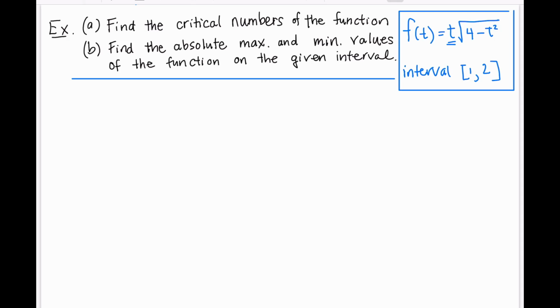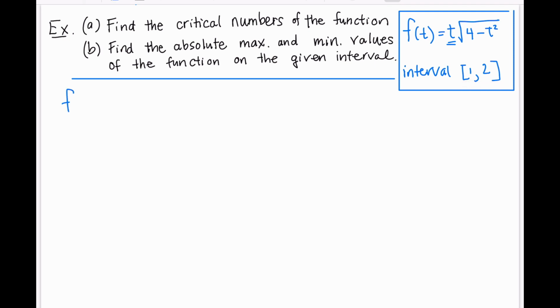Let's do another example where we find the critical numbers of a function and we also find the absolute max and minimum values. So this is the function I'm going to be looking at. It's f of t is equal to t times the square root of 4 minus t squared, on the interval [1, 2], which is a closed interval.